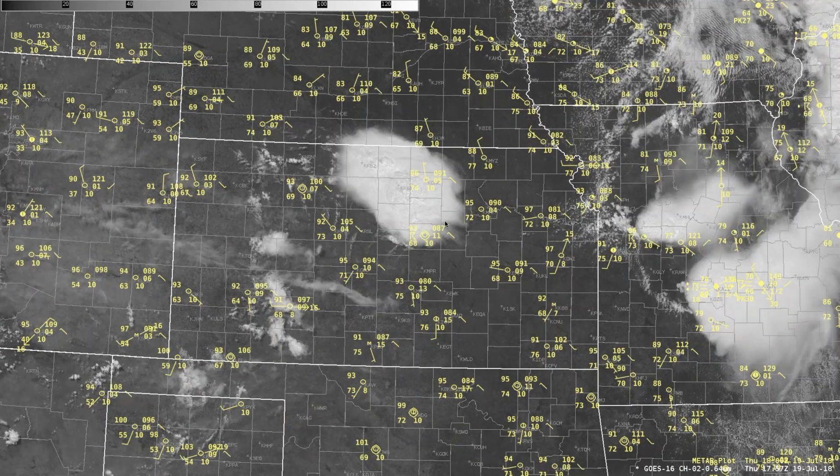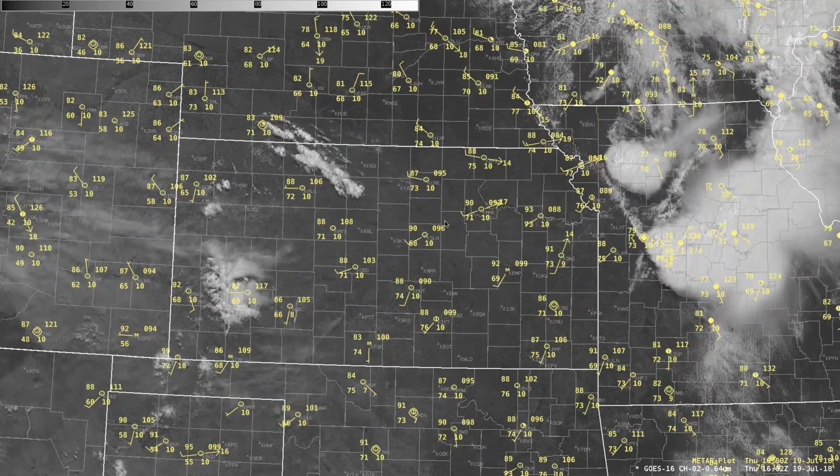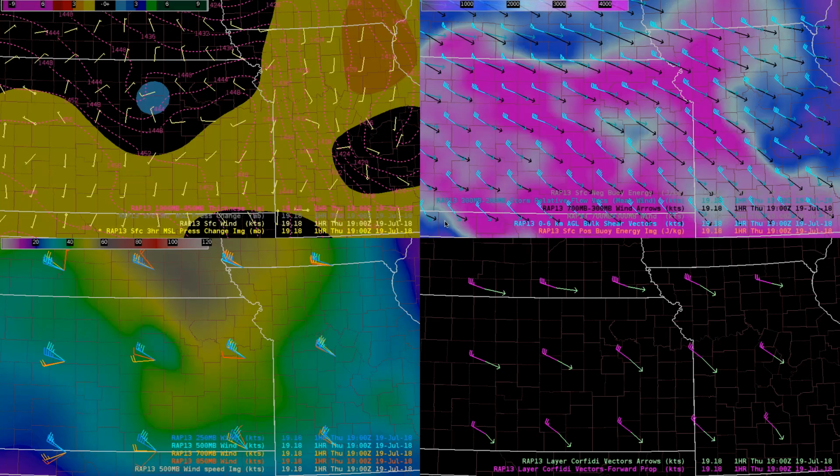So with anomalously strong west-northwest flow, as was pointed out earlier, as well as deep layer shear that's quite strong, and forward propagating Corfidi vectors on the order of 30 to 40 knots out of the northwest, we would expect a signal that there's an acceleration in the propagation of the system as it organizes, amplified by maybe internal feedback like development of a rear inflow jet, for example.